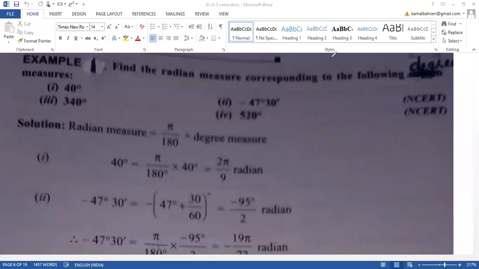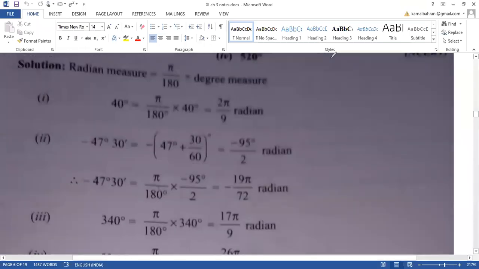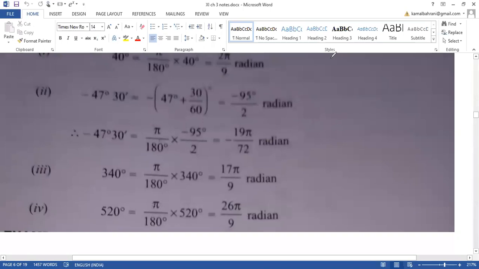Same way, your next question: we have minus 47 degree and 30 minutes. Hardly does it matter whether it is minus or plus, because minus means we are measuring the angle in clockwise direction instead of anti-clockwise direction. So minus 47 degree 30 minute means we can write minus 47 degree plus 30 minutes. If you are not getting this step, just see what I am writing.